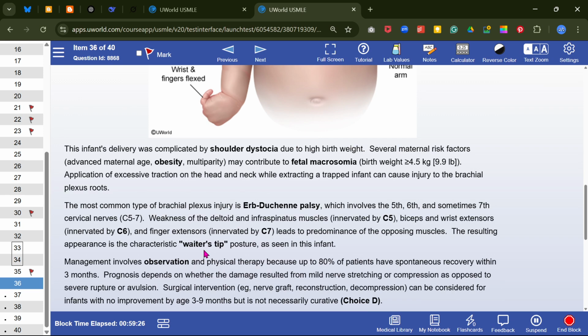So this infant's delivery was complicated by shoulder dystocia due to high birth weight. Several maternal risk factors, advanced maternal age, obesity, multiparity, may contribute to fetal macrosomia, birth weight more than 4.5 kg, and application of traction on the neck while extracting the trapped infant can cause injury to the brachial plexus.